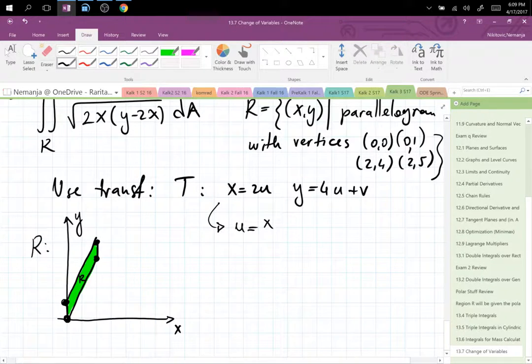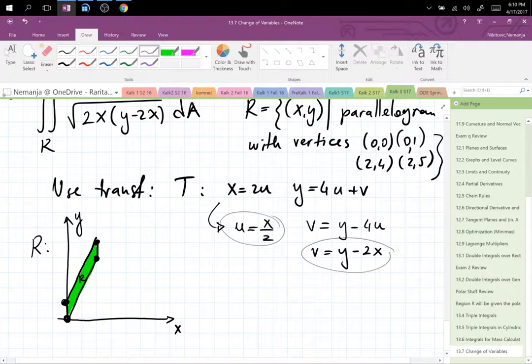U is equal to x over 2, right? And v is equal to y minus 4u, but then v is equal to y minus u, which is x over 2, so 2x, right? You put u to be x over 2, that cancels, yep, so 2x. So these two are going to transform all of the points.